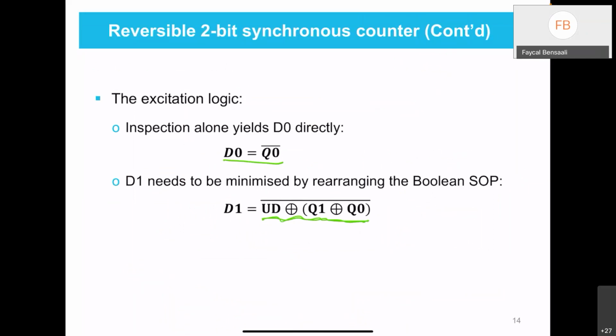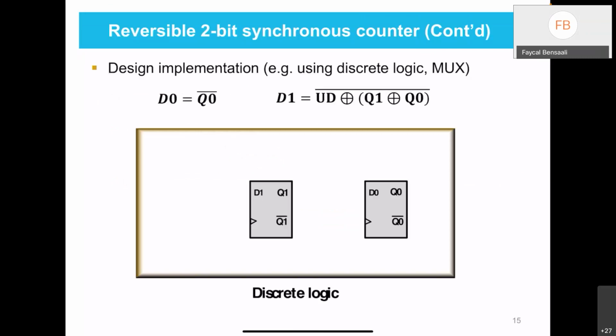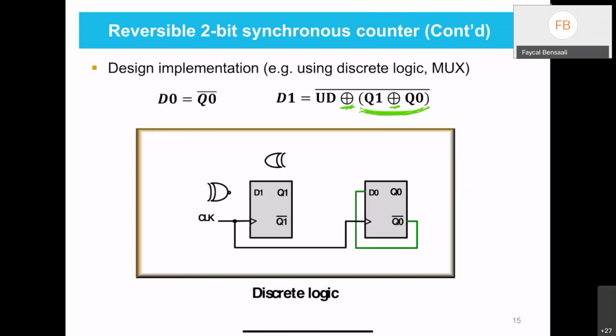How many flip-flops do we have? 2. So the first thing is to have the 2 flip-flops. I need 2 gates. Sorry, this is XOR, and this is XNOR. So I need to do Q0 XOR Q1 first, and then I do UD XNOR the result of this. So I have 1 XOR gate and 1 XNOR. And then D0 is Q0 bar, I just connect it to Q0 bar. And then I will connect the rest according to this expression, D1.